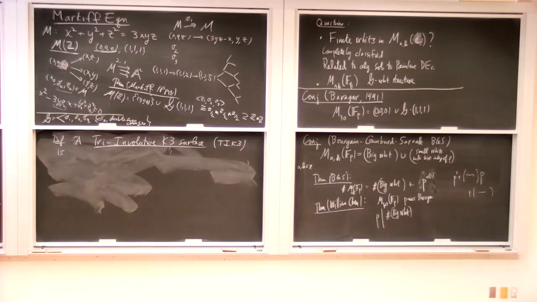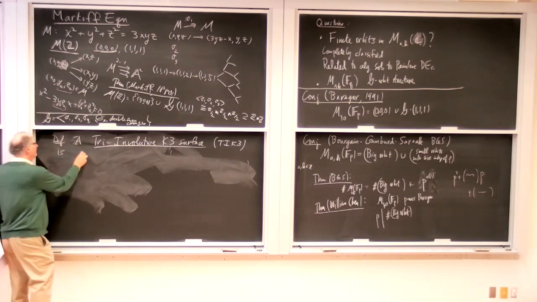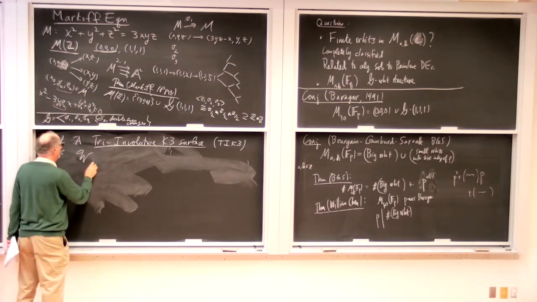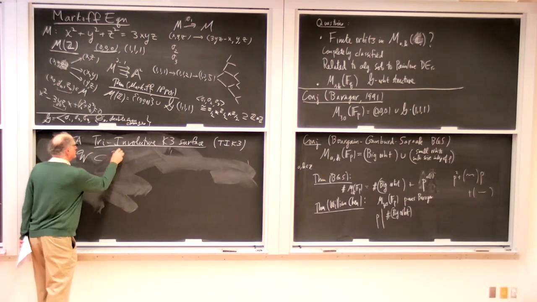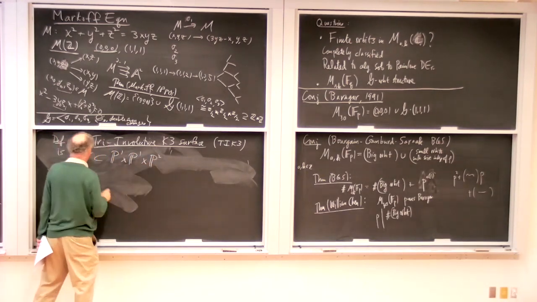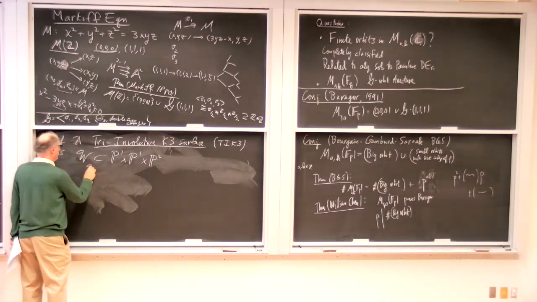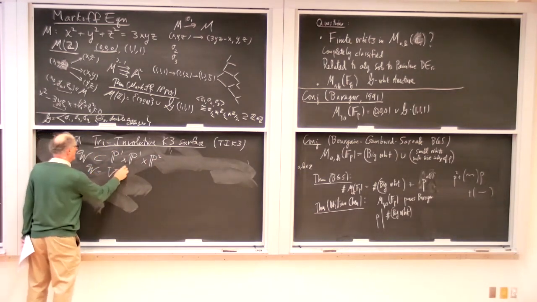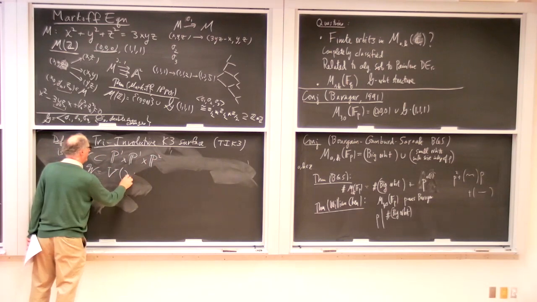Again, I'm not doing anything fancy. I'm just going to take essentially explicit equations. So I'll call this surface W. It's just a surface in P1 cross P1 cross P1 given by the place where a 2-2-2 form vanishes.